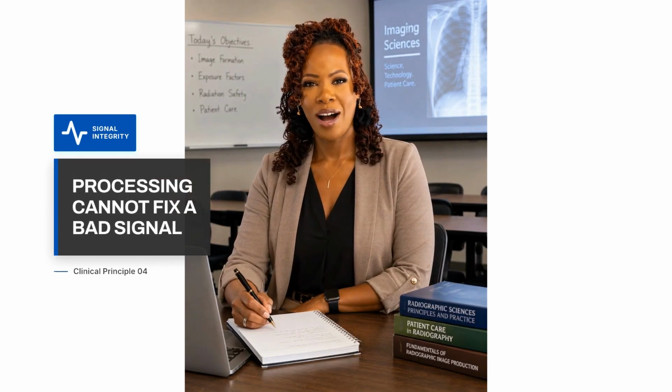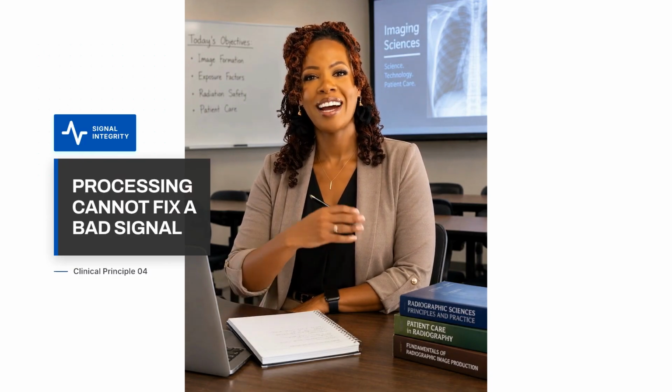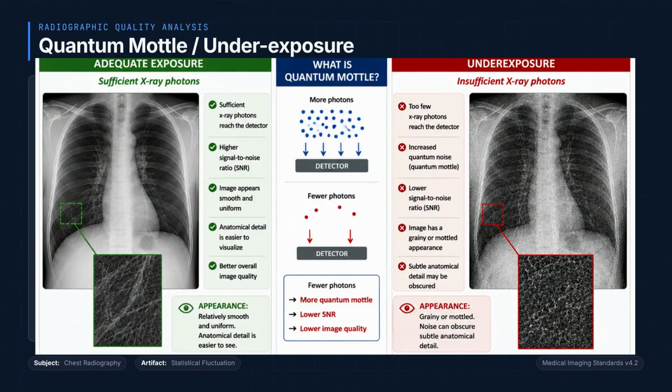However, remember, digital processing is not a magic wand. It can optimize a good signal, but it cannot fix a poor exposure. In the image on the left, a sufficient number of X-ray photons reach the digital detector. Because the detector received an adequate amount of radiation, the useful image signal is strong compared with the amount of noise. This produces a higher signal-to-noise ratio, or SNR.